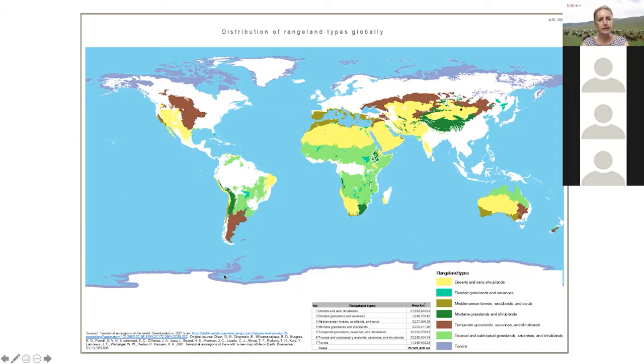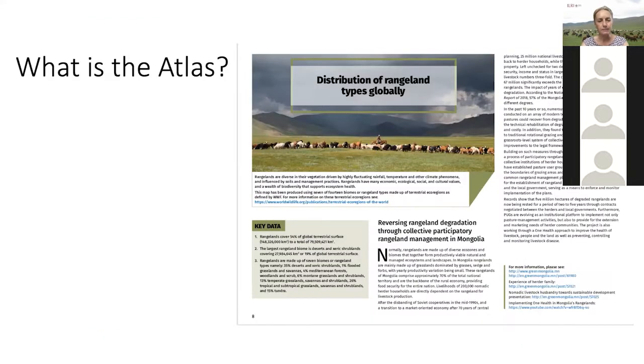So this is an example of the base map. And here you can see the different rangeland types. You can't very easily see this on the screen here, but please do go to the Atlas website and you will be able to see it there. The next slide, please.